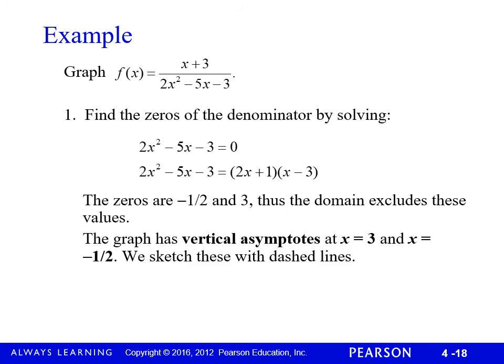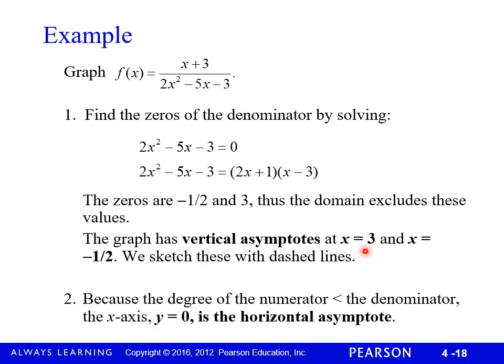And we also know that these are where we have vertical asymptotes at x equals 3 and x equals negative 1/2. And remember that we will sketch these on our graph using a dashed line and labeling them x equals 3 or x equals negative 1/2. Because the degree of the numerator is less than the denominator, the x-axis, y equals 0, is the horizontal asymptote. So we don't have to calculate anything here.